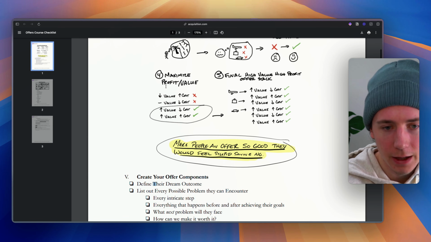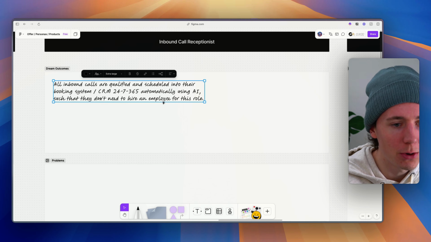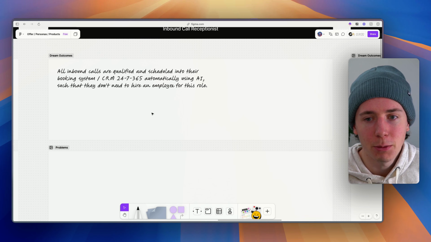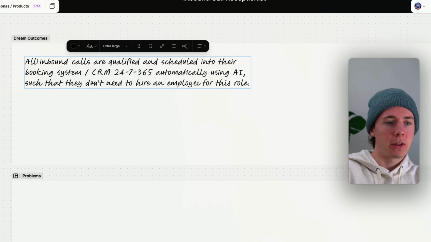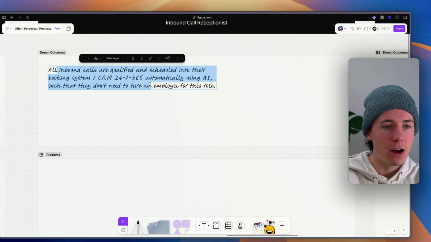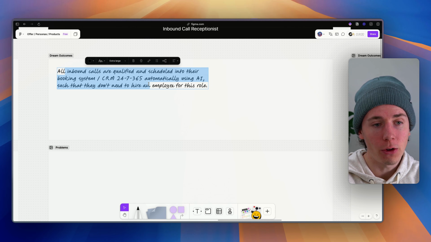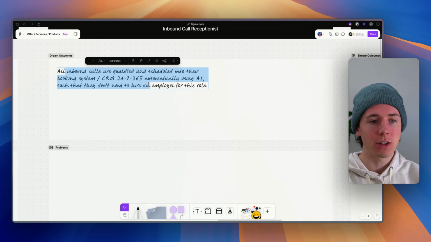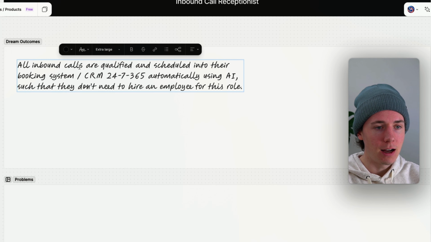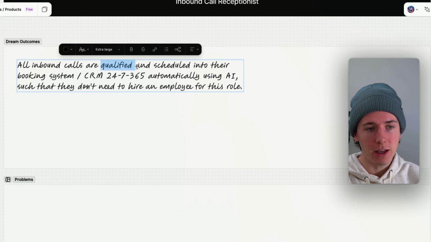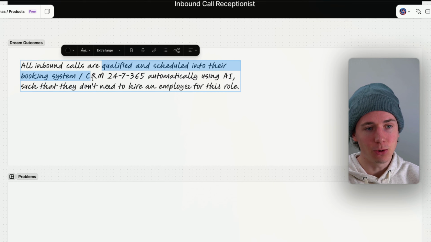And so the idea here is that there's a couple different niches. We're going to do niche creation at the end here, but there's a couple different niches that would really like this offer. But the essence of it is, right now they need to have someone on staff all the time answering calls. If there are multiple calls, it can't handle it. So the idea is inbound calls are automatically handled with AI. They're qualified and scheduled into their CRM.